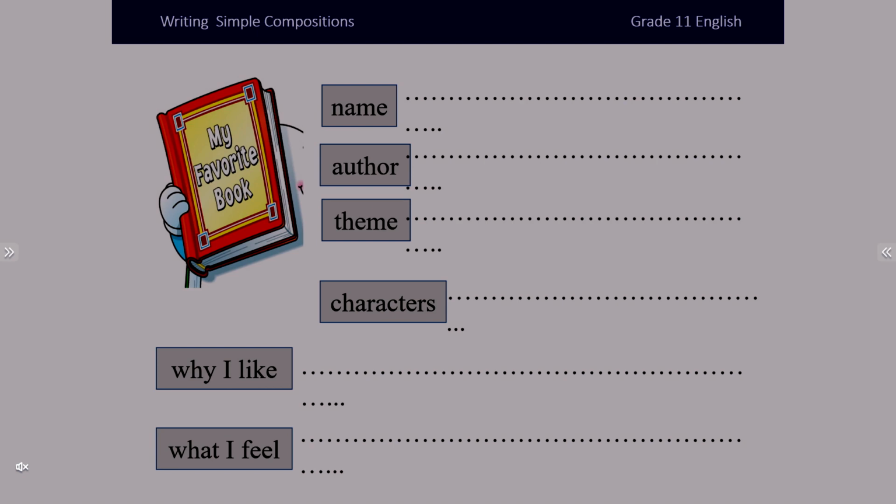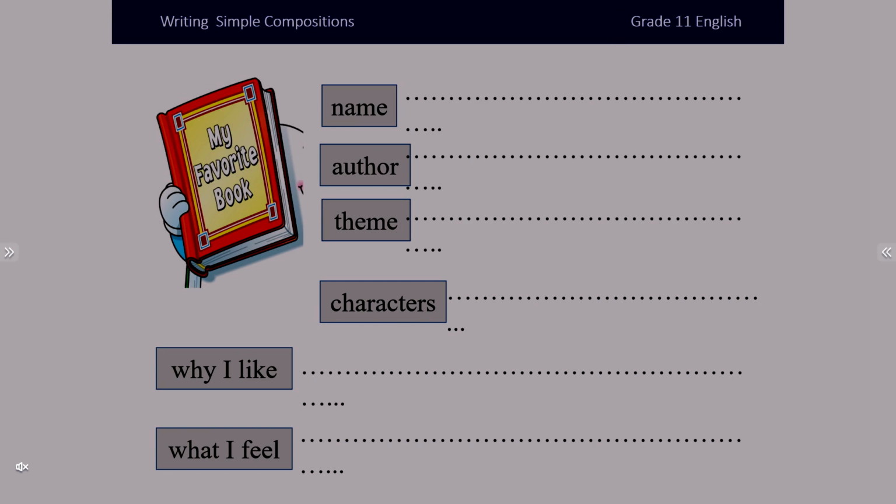Right. And then what I feel. Books make us feel. Right. So what this book made you feel. Right? I'll give you a few minutes. Please think about it and try to fill these blanks with those facts. Right, you can keep your facts with you.